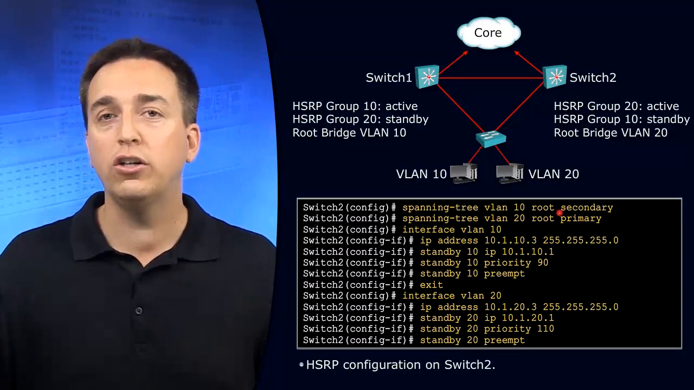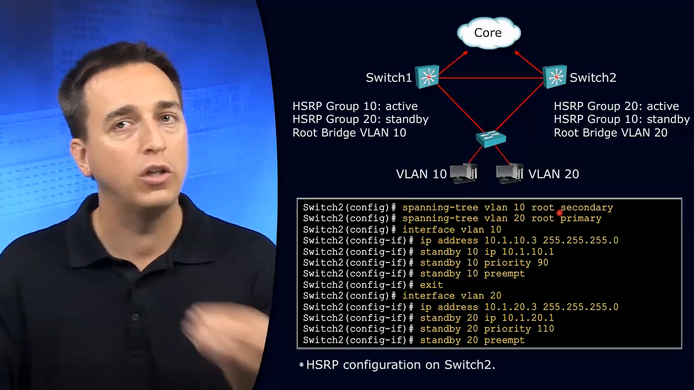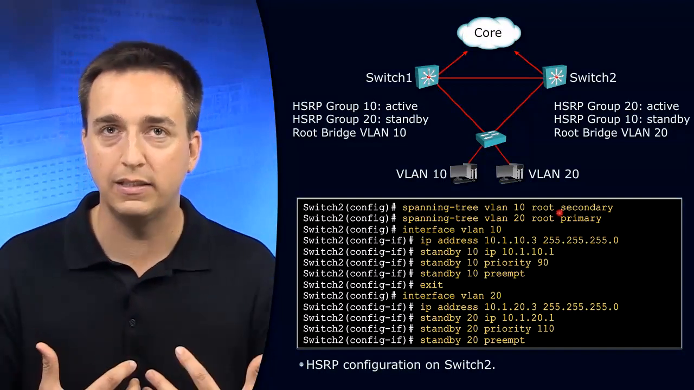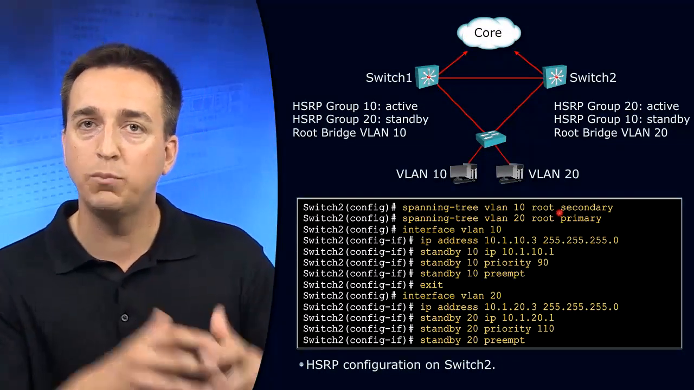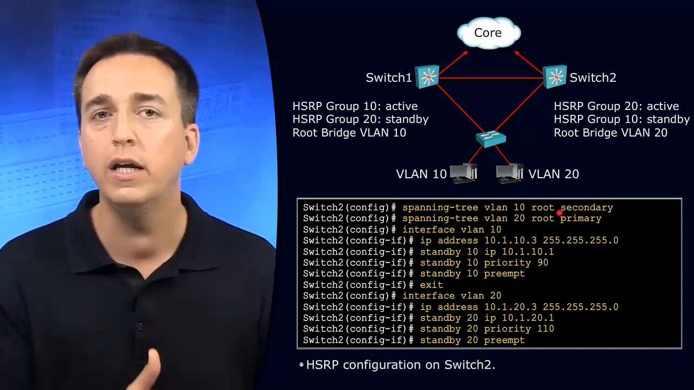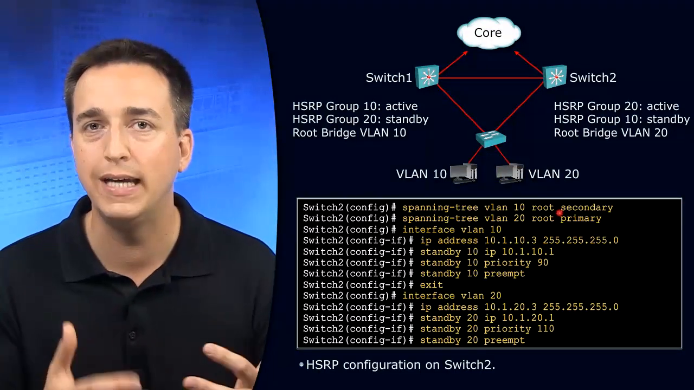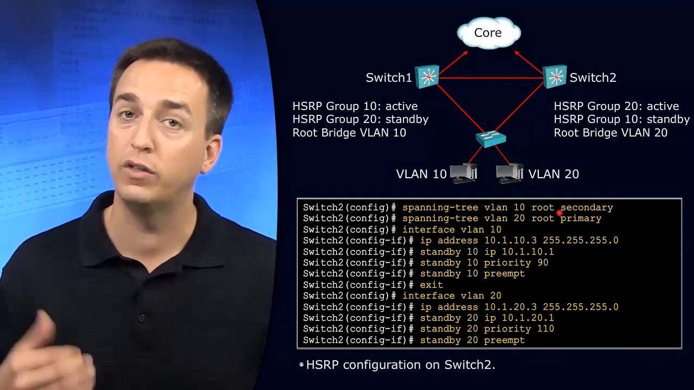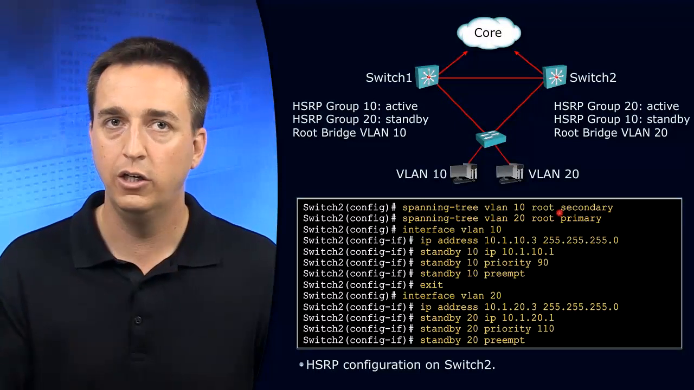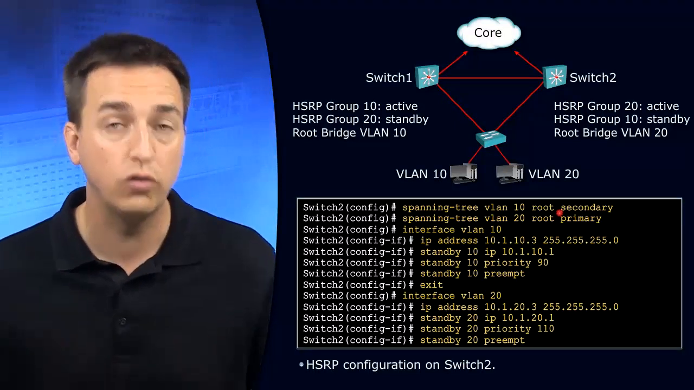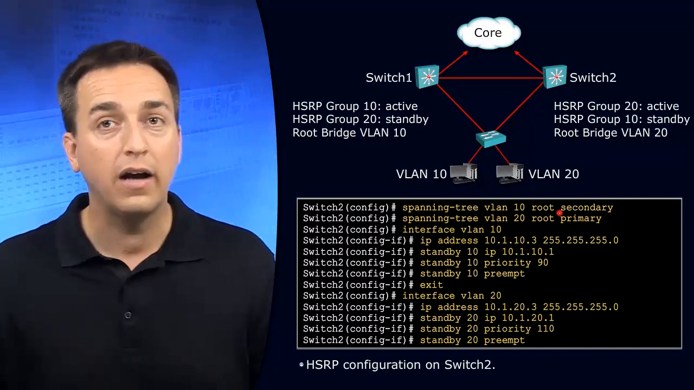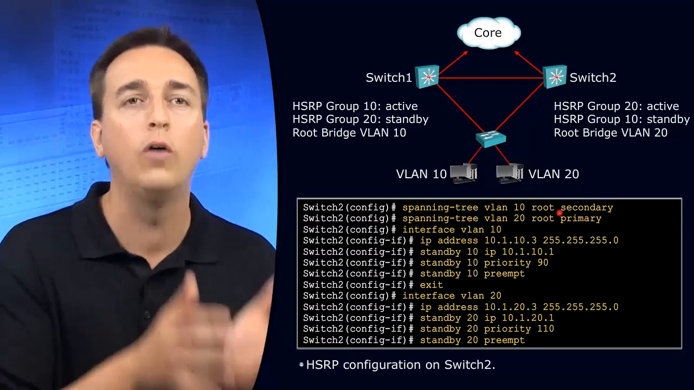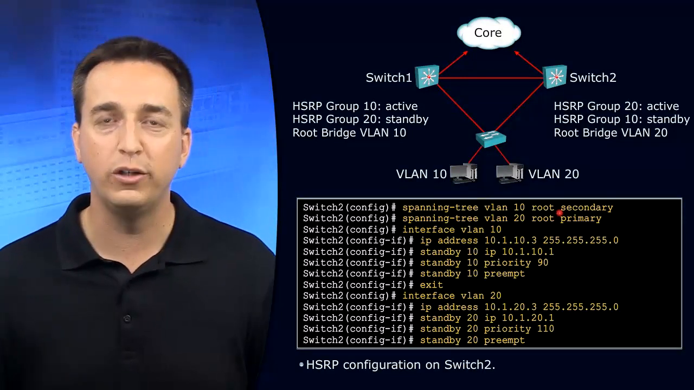We are load sharing the job of the default gateway amongst multiple devices, but it's still on a subnet by subnet basis. So if you notice, switch 1 is primarily going to be forwarding traffic for the 10.1.10.0 subnet, and switch 2 is going to be forwarding traffic for the 10.1.20 subnet, which are mapped to VLAN 10 and VLAN 20. Now, if a failure happens, then they have the ability to help each other out, meaning take over the active role for both of them and take over the root bridge role for both of them.